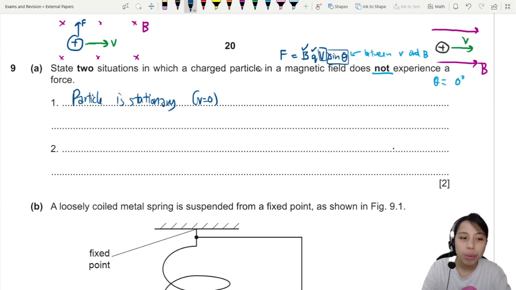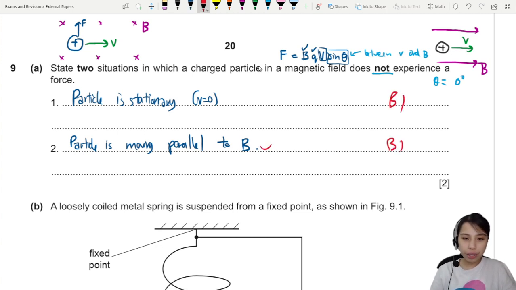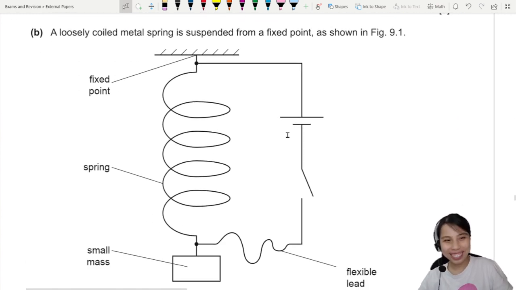That's it. So the second one you can say is the direction of motion, or you can say the particle is moving parallel to B. So particle is moving parallel to B. Okay. So there's 1 mark for each of these explanations based on the equation of force on particle. Then we come to this part 2.